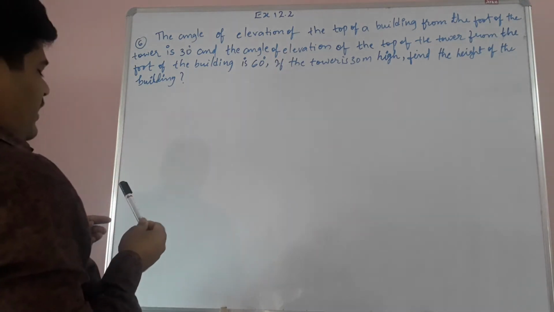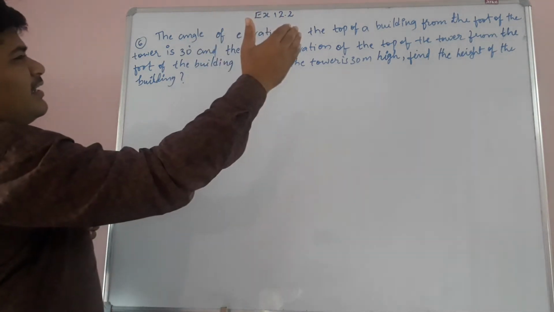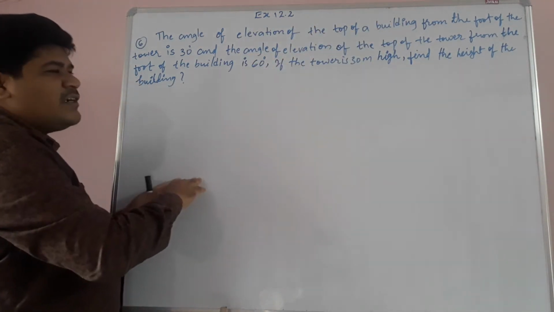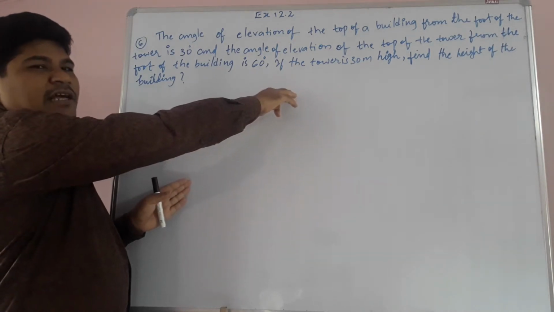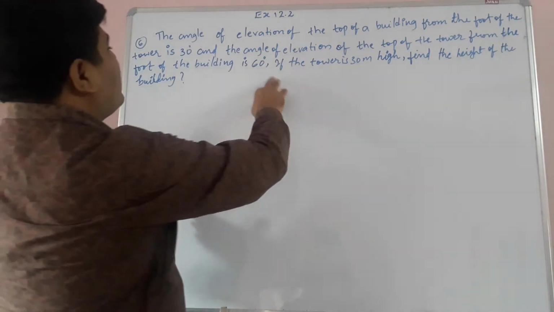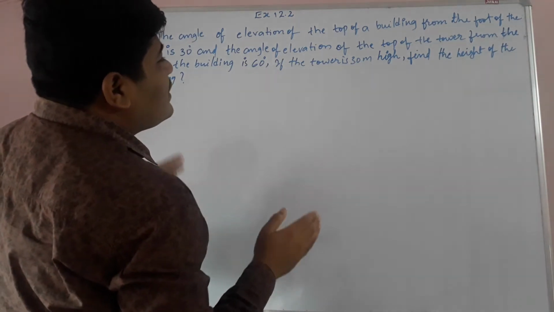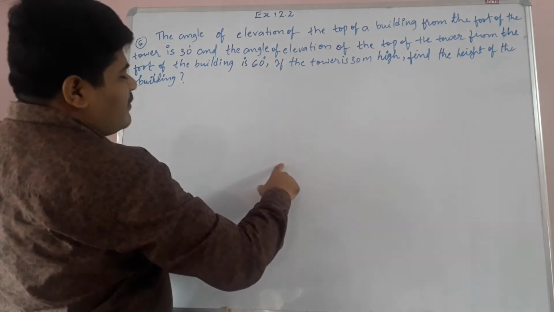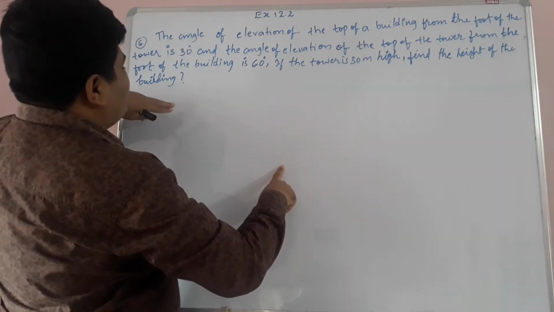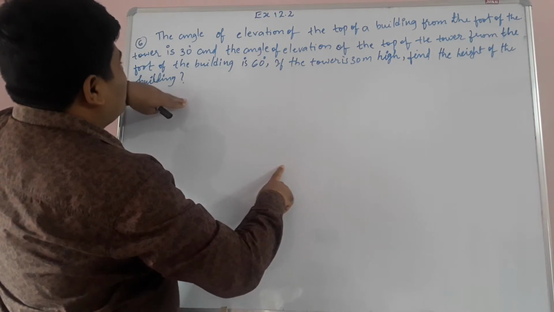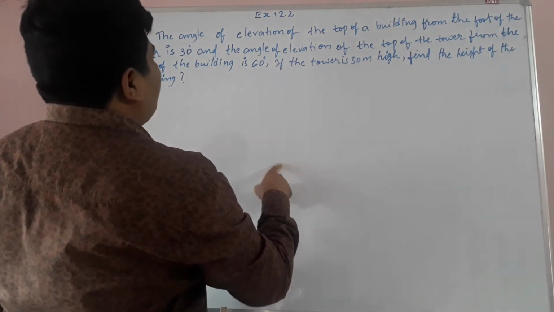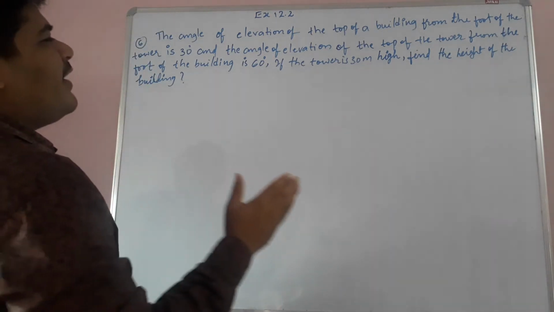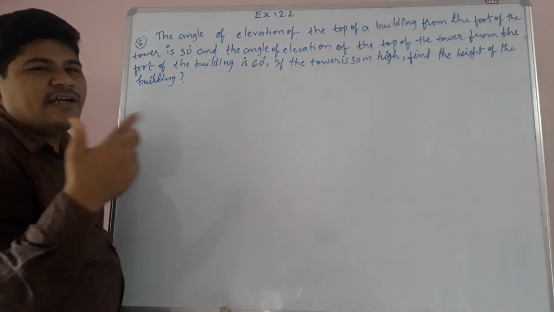The angle of elevation of the top of a building from the foot of the tower is 30 degrees. So from the foot of the tower we are observing the top of the building. The angle of elevation is 30 degrees. And the angle of elevation of the top of the tower from the foot of the building, with the building on this side, is 60 degrees. If the tower is 30 meters high, find the height of the building.